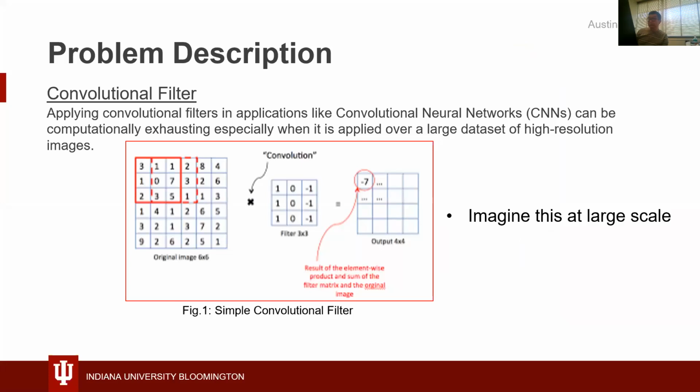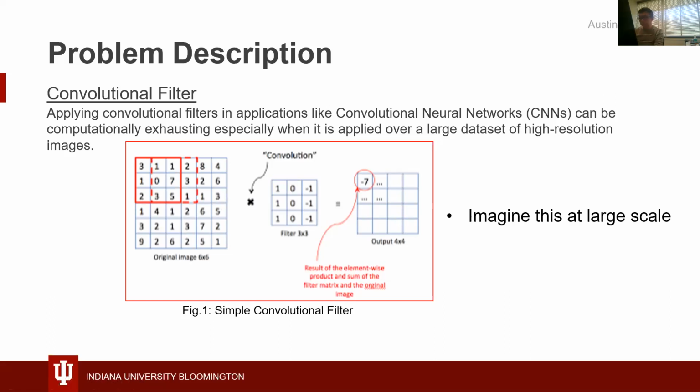So basically our problem lies in trying to make convolutional filtering more efficient. Convolutional filters in applications like CNNs can be computationally exhausting, especially when applied over a large data set of high resolution images. You can see an example of applying a convolutional filter here. This is a pretty simple example: we just have a 6x6 image. Imagine there's padding and you're applying this filter to every single square of this image. That's going to be 36 computations, essentially, applying this convolutional filter.